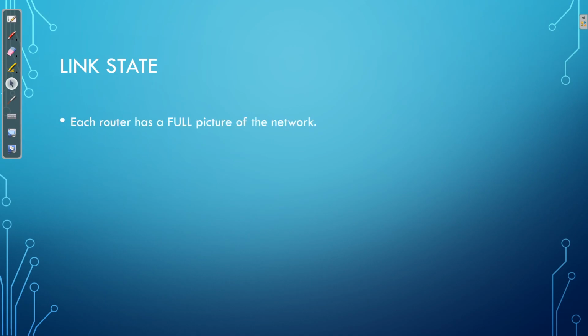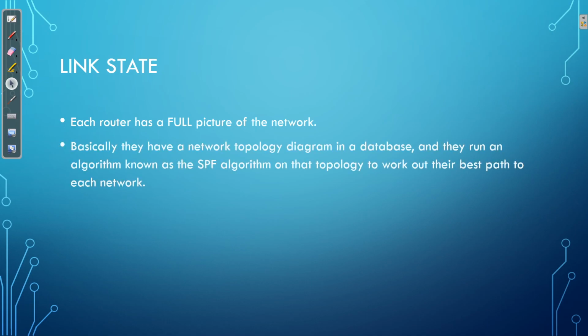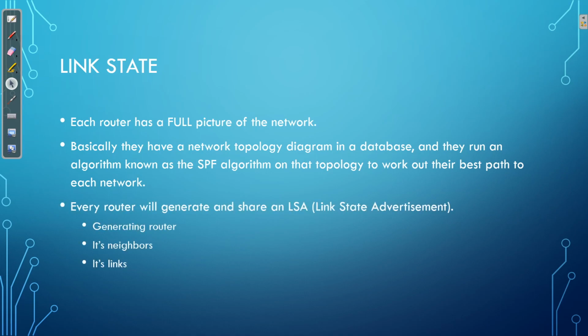So with a link state routing protocol, each router has a full picture of what the network looks like. Basically, they have a network topology diagram stored in a database in memory, and once they have built this picture of what the network looks like, and by the way, every single router will have that same picture, they then run an algorithm known as the shortest path first algorithm on that network topology and work out, from my point of view, what is the best route or the best path to reach every single network in this enterprise, and they do that by using the SPF algorithm.